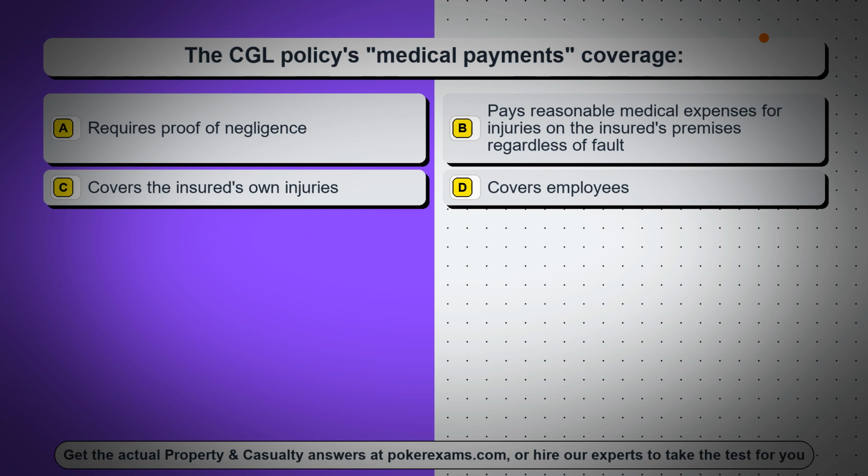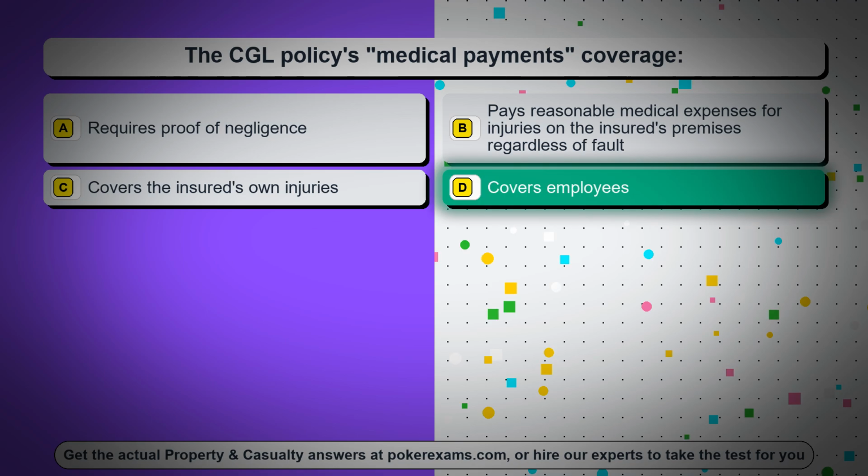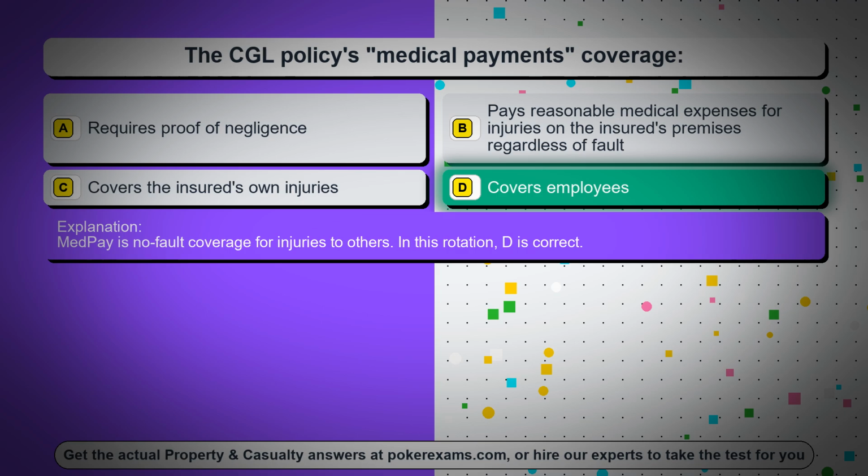Option C, covers the insured's own injuries. Option D, covers employees. The correct answer is option D, covers employees. MedPay is no-fault coverage for injuries to others. In this rotation, D is correct.